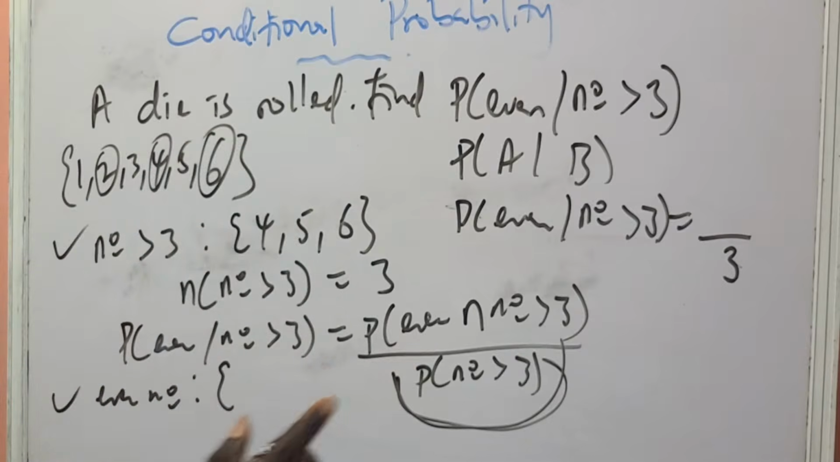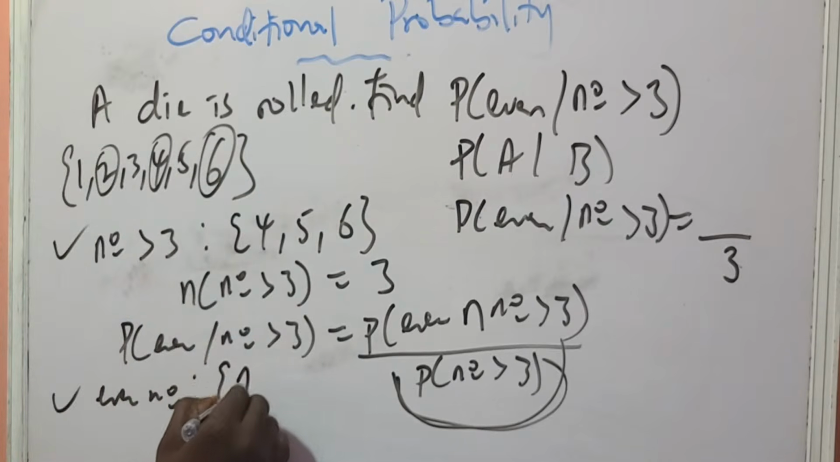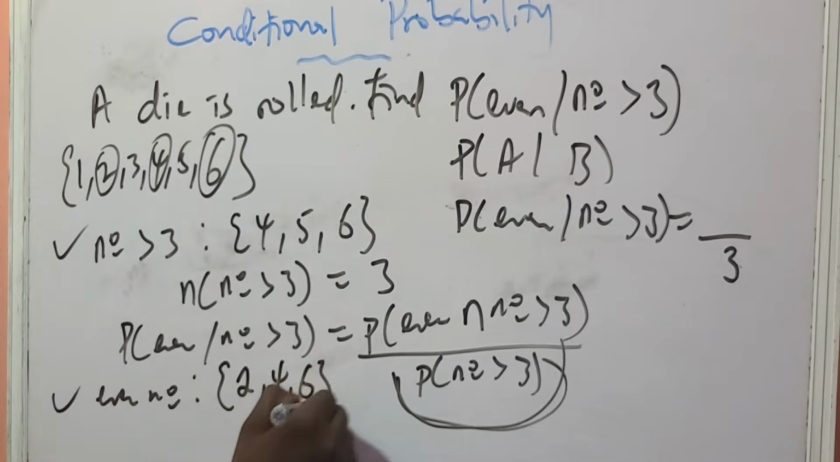Look at it, please pay attention. These are all the even numbers. Good. So 2, 4, 6. These are the even numbers. Now, but don't forget, please.